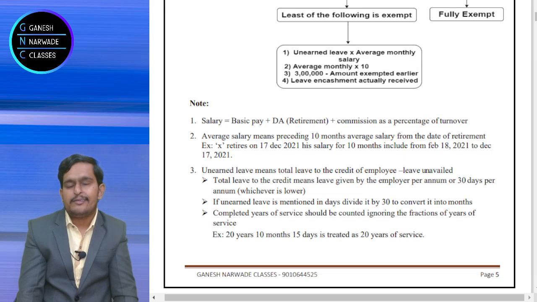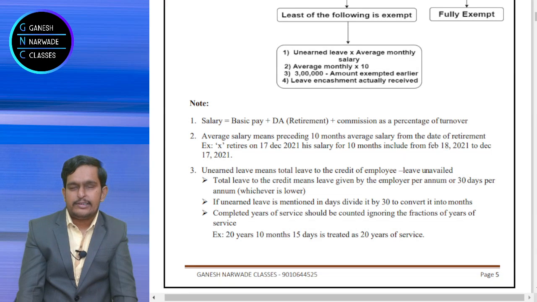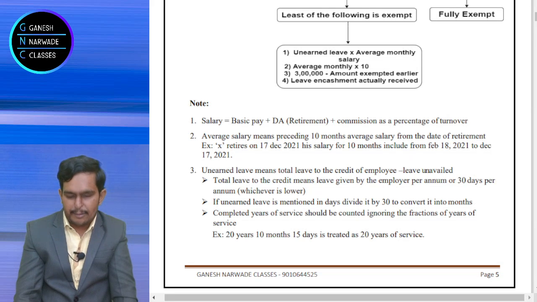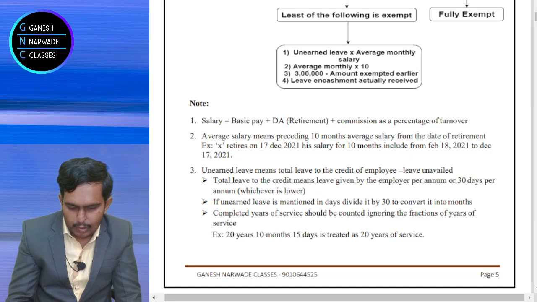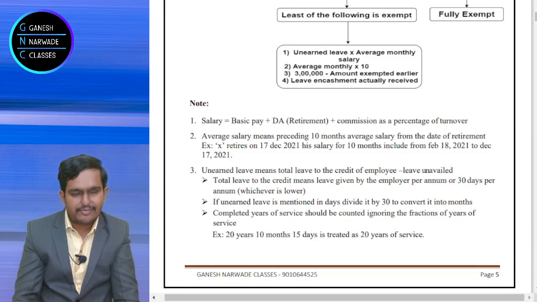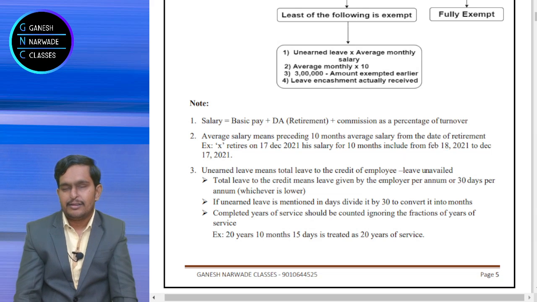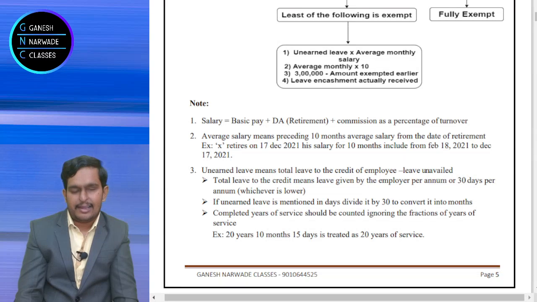Now how many years you worked? Whatever years. Sir, 27 years, 11 months. Ignore the fraction. Okay, so only 27 years you take, the completed years of service. So whatever leaves are available as per income tax, which we calculated now, into the number of years of service, minus leaves taken. Minus leaves taken.